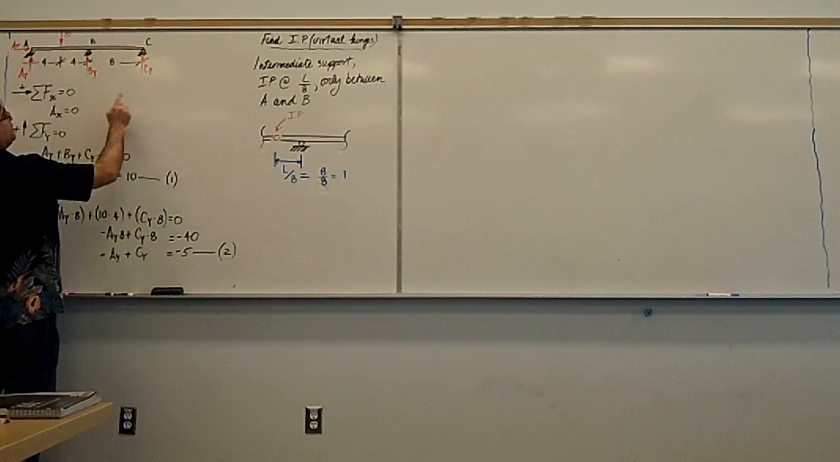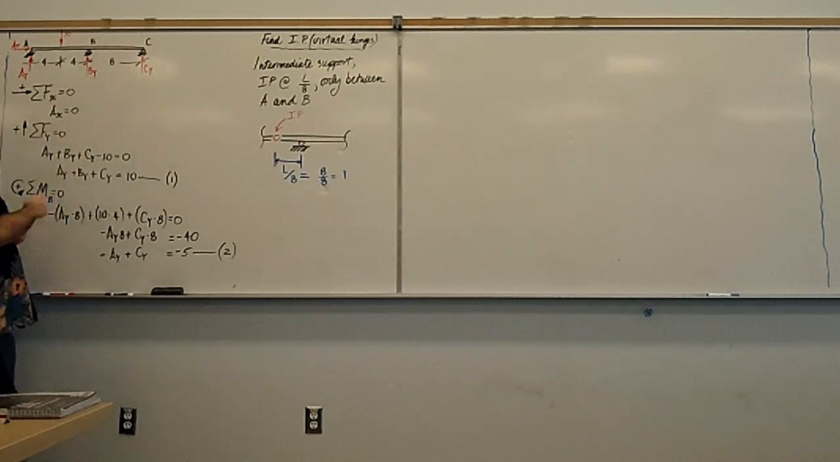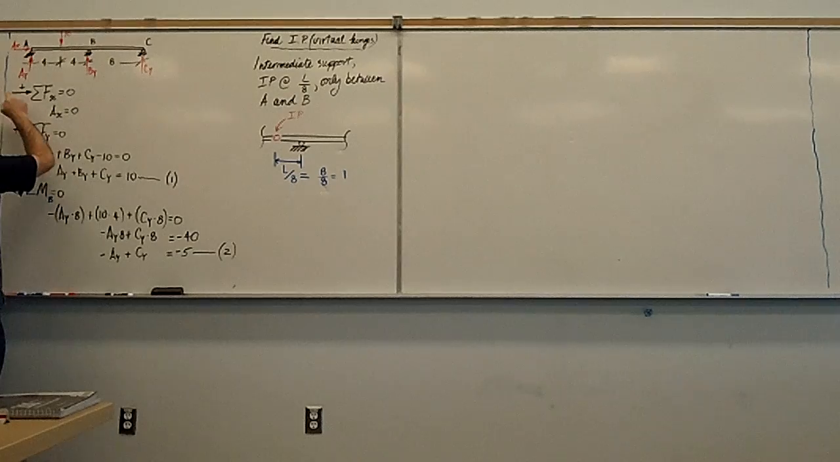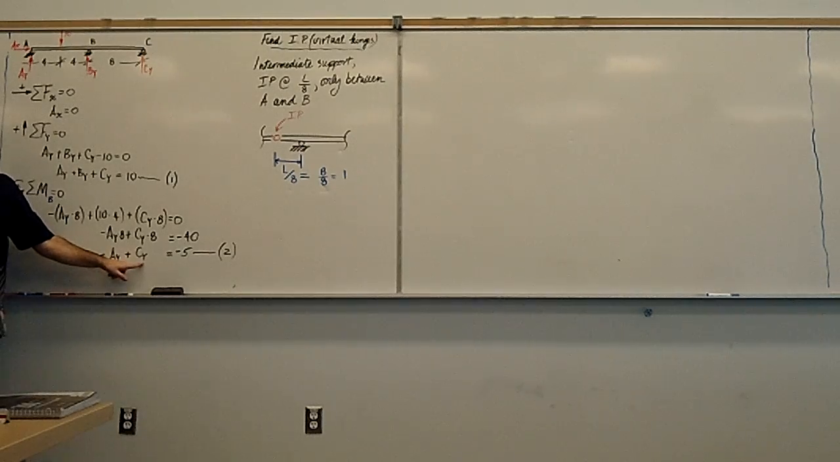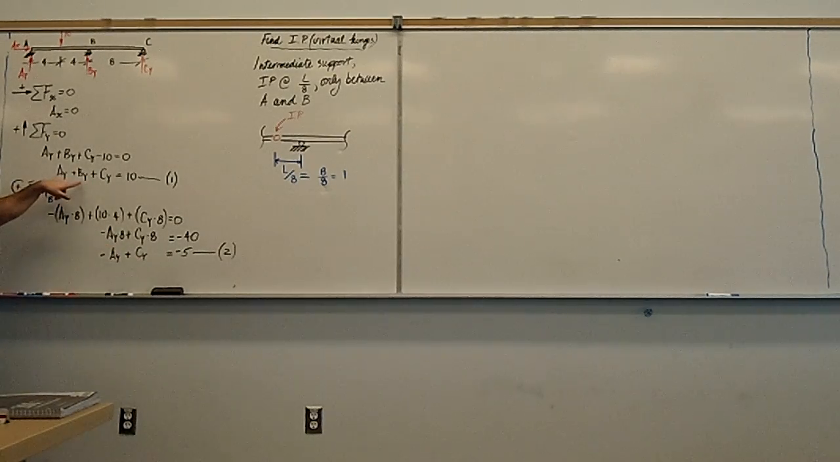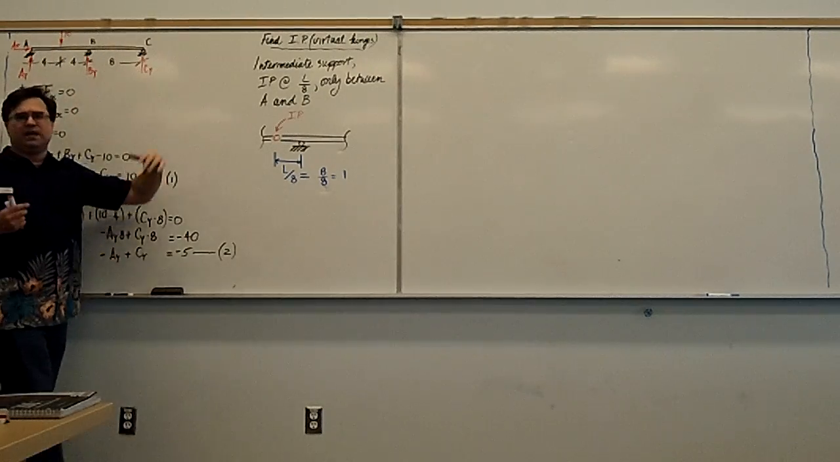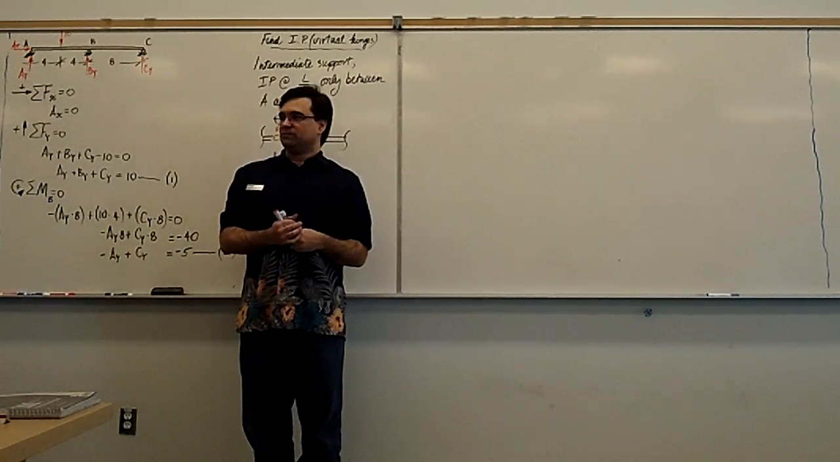If I do this side, I'm going to end up with By and Cy in it as unknown reactions. If I do this side, I'm going to end up with Ax and Ay, which is good because Ax I already have. I can figure out what Ay is. And once I do that, I put it in here to get Cy. And once I do that, I put it in here to get By. Now, you can definitely do this side. It will just be longer, right?